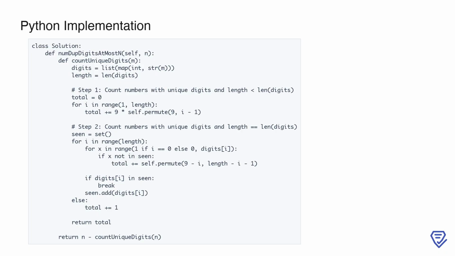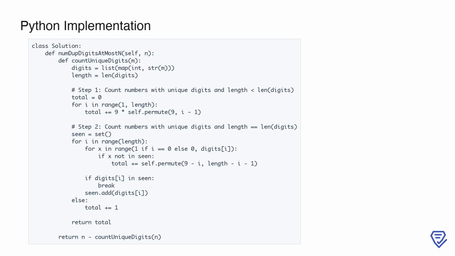Next, we handle numbers with the same number of digits as m. A seen set is introduced to track digits already used. For each digit position, we iterate through possible values. If a digit hasn't been used before, we calculate how many valid combinations can follow, again using the permute method. If we encounter a digit that's already in the seen set, the loop breaks since further numbers would no longer have unique digits. If all digits are processed without duplicates, we increment the total count to include m itself as a valid number. Finally, the total number of unique digit numbers is subtracted from n to get the count of numbers with repeated digits.